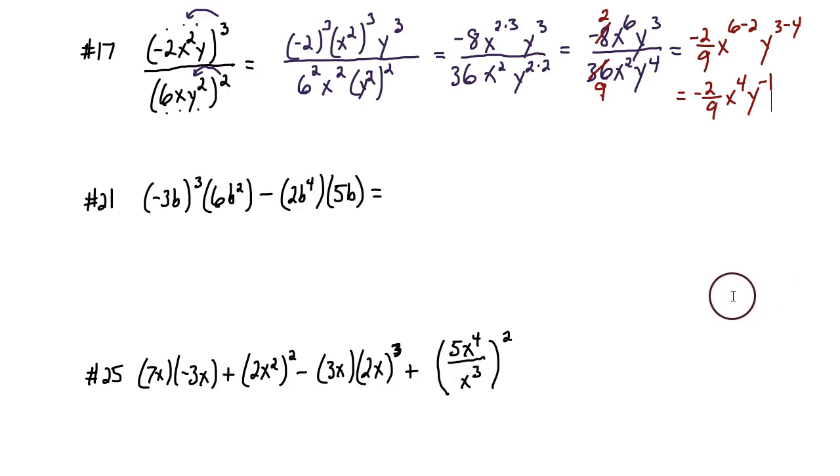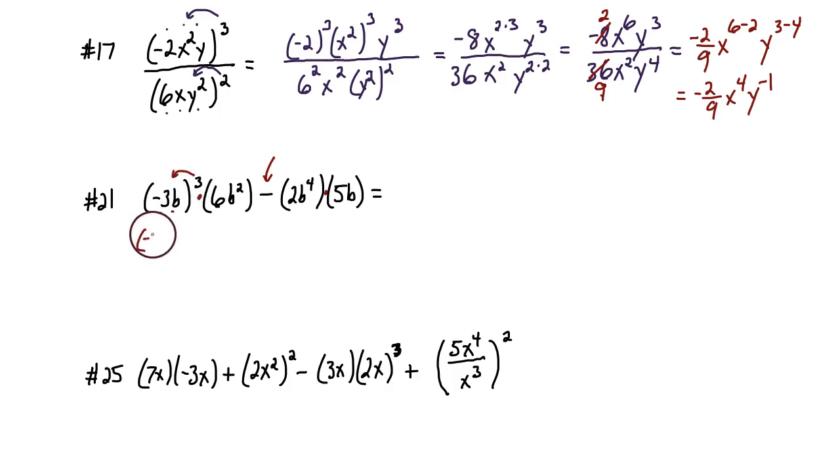Next, number 21, we're asked to simplify this. The multiplication here and here is going to happen before subtraction because of the order of operations. Before we can do the multiplication, though, we have to do the exponent, because exponent comes before multiply. So take each of these factors and raise to the third power.